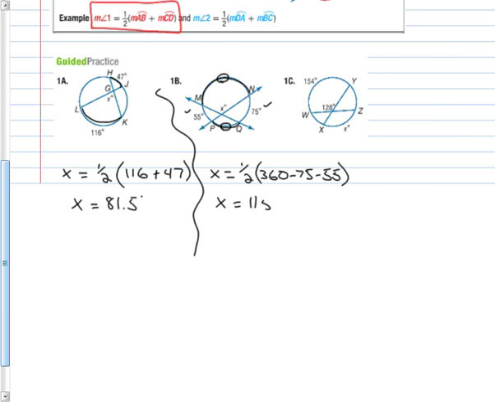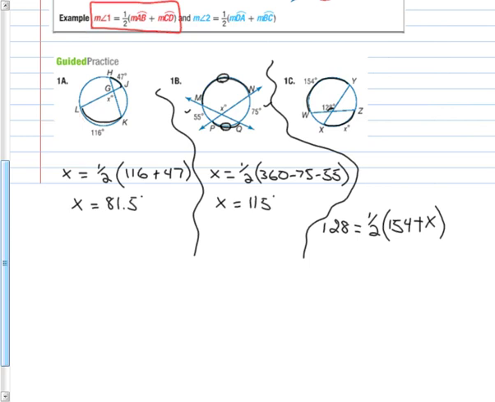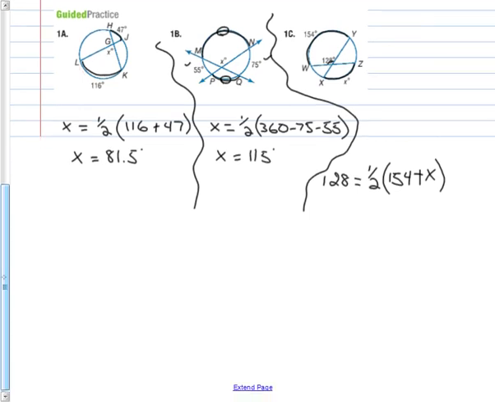Part C. They say X is one of the arcs. Well, no problem. Here's the other arc that goes with that angle 128. I know that 128 must equal 1/2 the sum of those two arcs, 154 plus X. I'm using the same formula. It doesn't matter where the unknown is. Now in this one, it's easiest to get rid of the 1/2 first. How do I get rid of the 1/2? Multiply by 2. So what's 2 times 128?